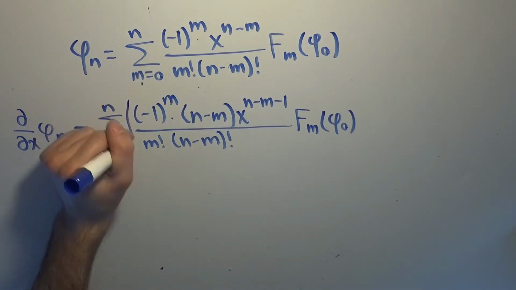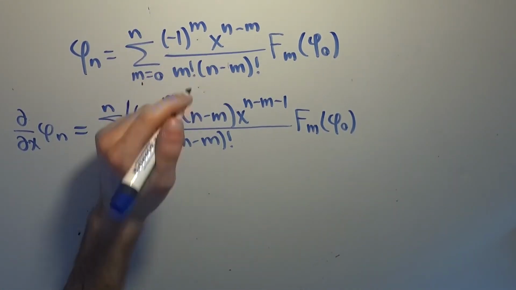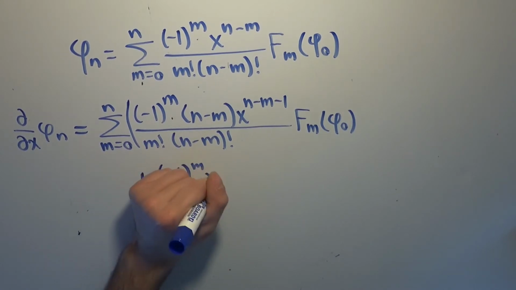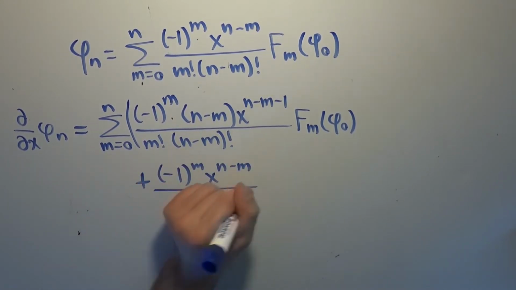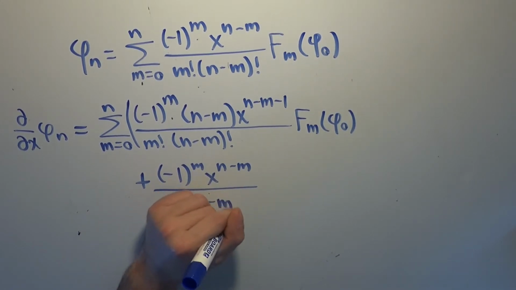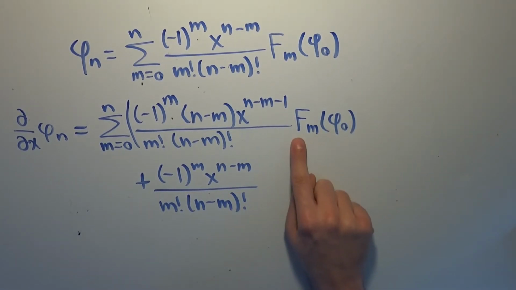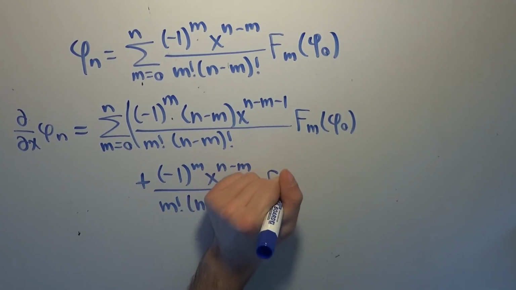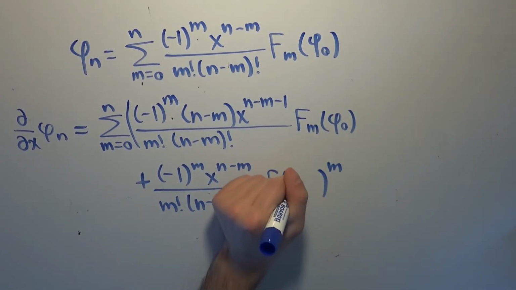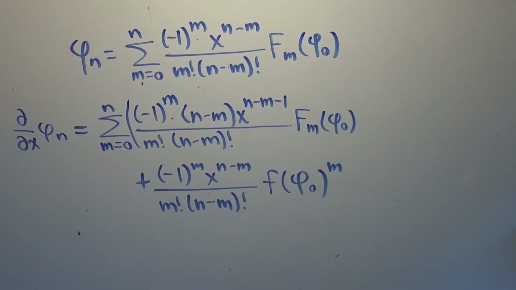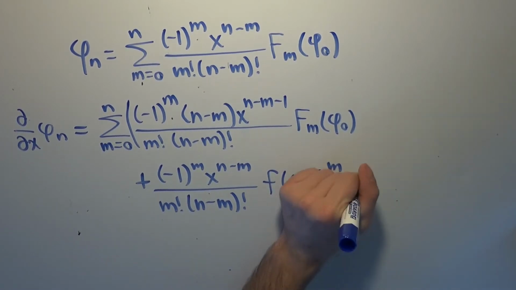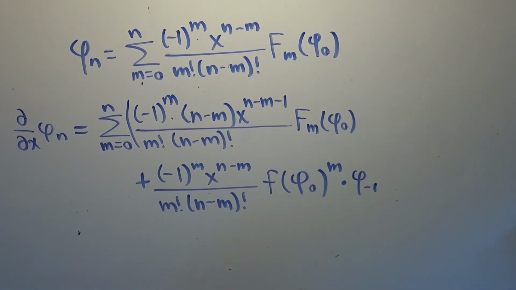And then of course the second thing is the next term in that, so the first bit stays the same, so we have negative 1 to the m times x to the n minus m all over m factorial times n minus m factorial, and now we have to take the derivative of this. Well, we know the derivative of this expression of big F sub m is f of x to the power of m, but we know we're plugging in the inverse function, so we're plugging in phi 0, which is again f inverse. But then we have to multiply by the derivative of the inner function, which is the inverse function. And the derivative of the inverse function, we understand in our notation, is just phi negative 1. So phi 0 is the inverse of little f. Phi negative 1 is the derivative of the inverse of little f.